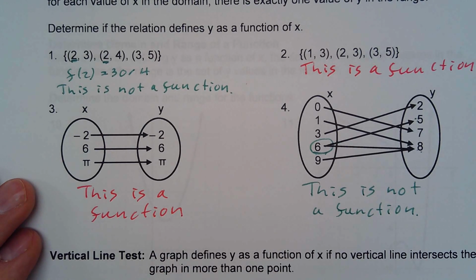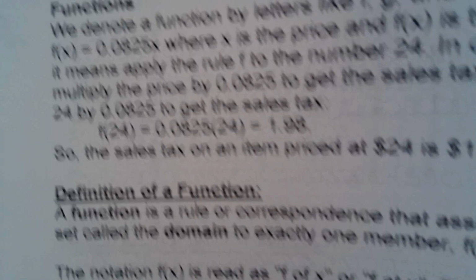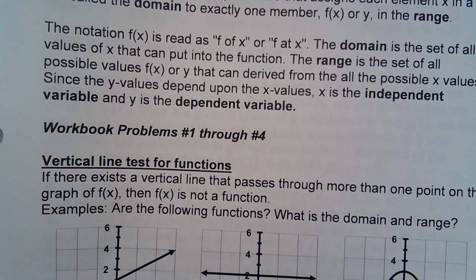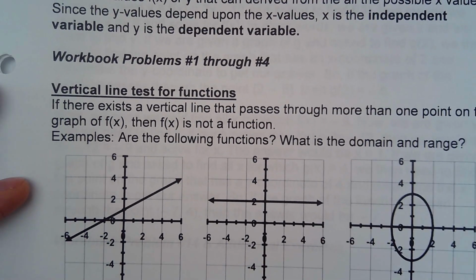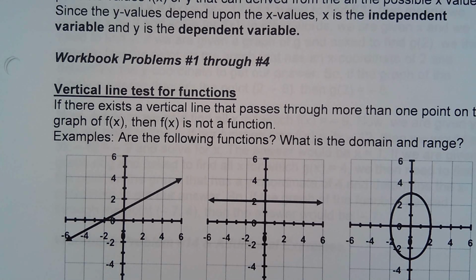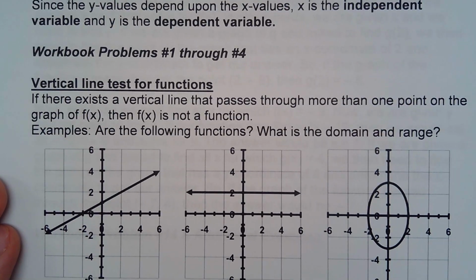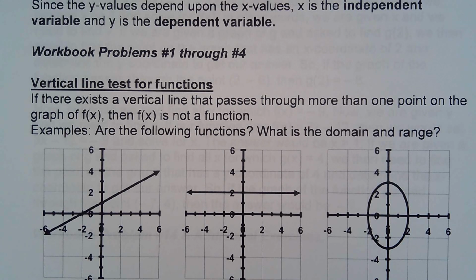All right, let's go back to page 13 of our workbook, and let's talk about the vertical line test. There's a vertical line test for functions. If there exists a vertical line that passes through more than one point on the graph of f of x, then f of x is not a function. Examples are the following functions. What is the domain and range?